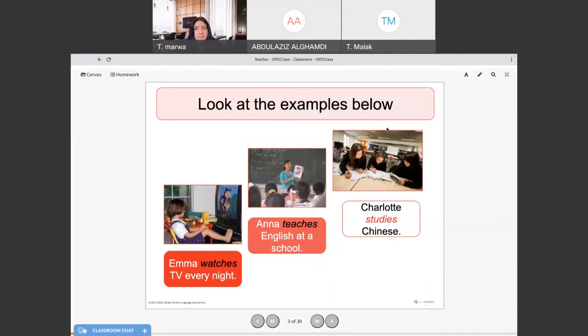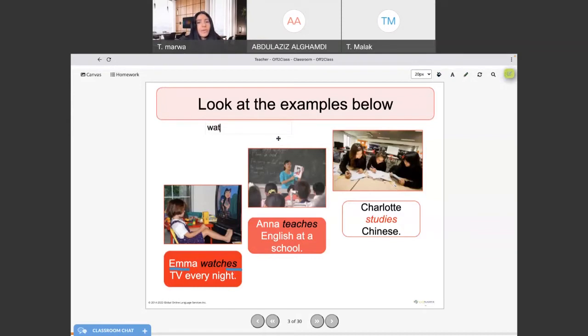Now start. Emma. Emma watches TV every night. If you can see here, they did not add only s, they added es. So we can conclude that we don't have only one rule for the verb. The general rule is that I add s, but I have different rules. Here look at the word watch. What does it end with?